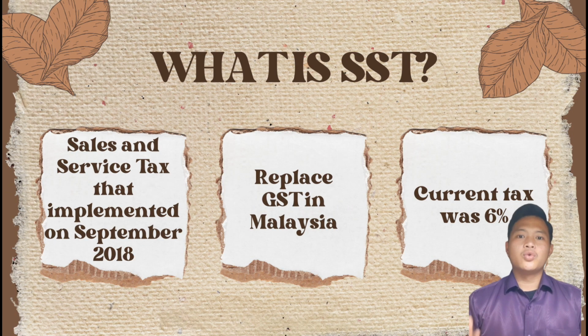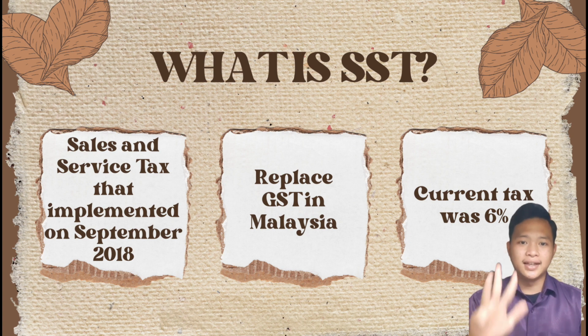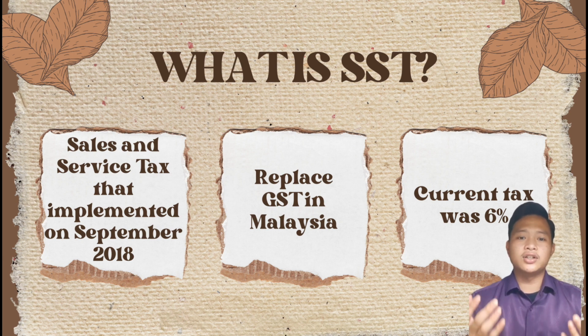So, the last one, what is SST? SST, or we call it the Sales and Service Tax, was effective on 1 September 2018. The Sales and Service Tax replaced the GST that was implemented in 2015. This is because the government wants to balance the tax that they put on the goods and services throughout Malaysia. The current tax that individuals in Malaysia get is 6%.